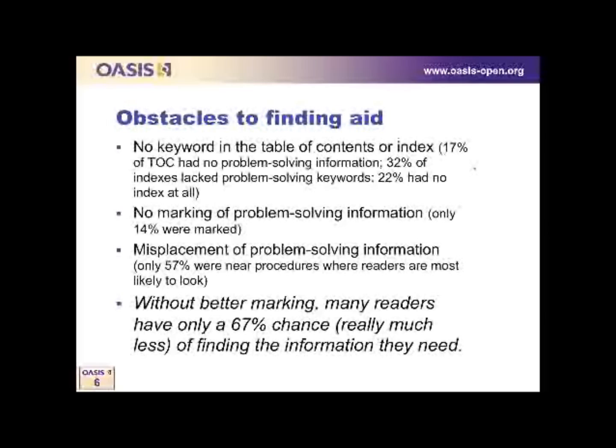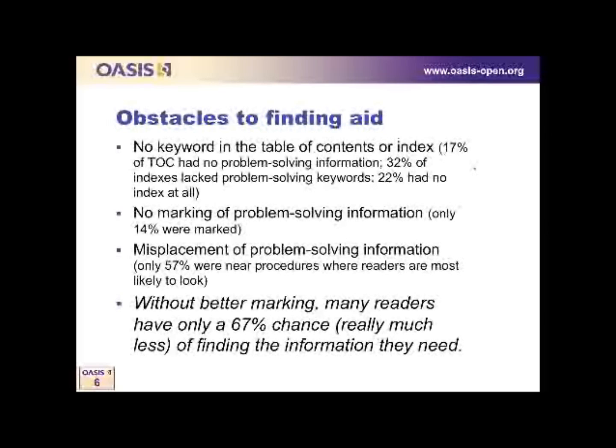What the researchers found was that no keywords were in the table of contents or in the index to help find troubleshooting information. 17% of tables of contents in the small group of manuals they examined had no problem-solving information. 32% lacked problem-solving keywords in the indexes, and 22% had no indexes at all. No way for people to find the information.